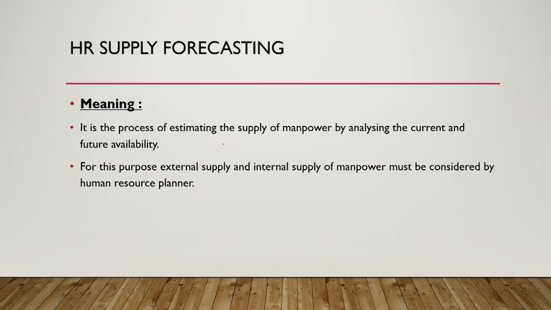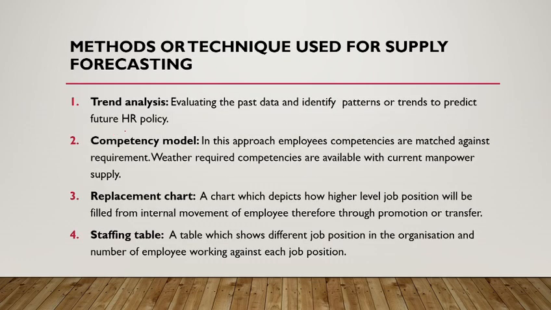Next is HR supply forecast. It is a process of estimating the supply of manpower by analyzing the current and future availability. This process can be done through external supply and internal supply. External supply means they will recruit human resource from outside candidates. Internal supply means they will recruit the candidate from within the organization only. Methods or techniques used for supply forecasting.